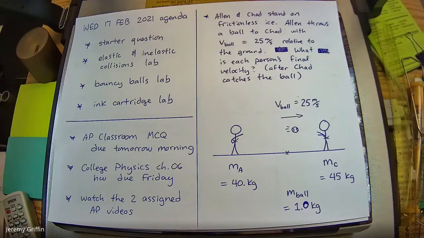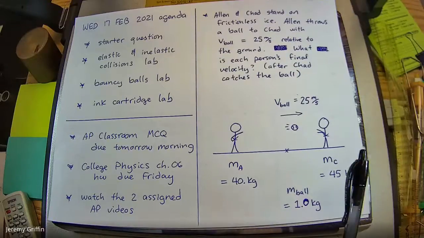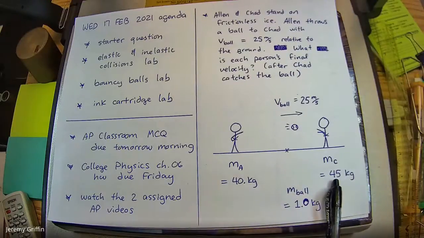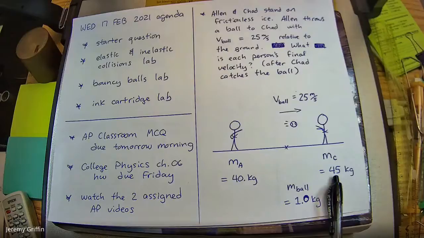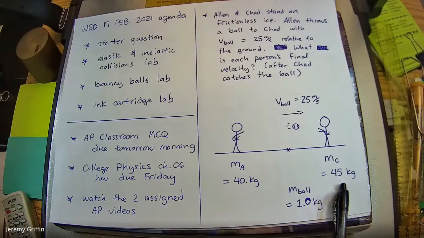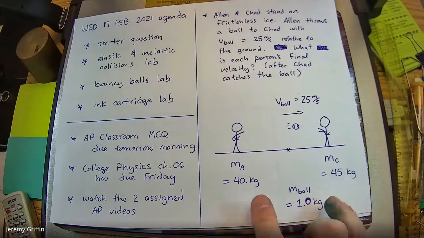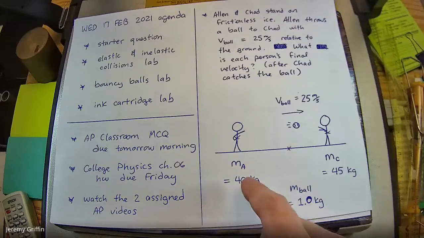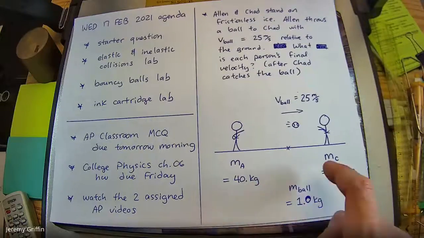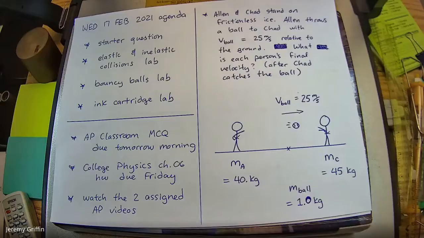Right, did anybody figure out the answer to this question? What do you think, Kevin? I think the speed of Alan, MA, will be 0.63 meters per second. And I think that Chad, MC, his final velocity will be 0.54 meters per second. Yeah, those sound about right. So Alan would be moving backwards at 0.63 meters per second, and Chad would be moving forward at 0.54 meters per second.